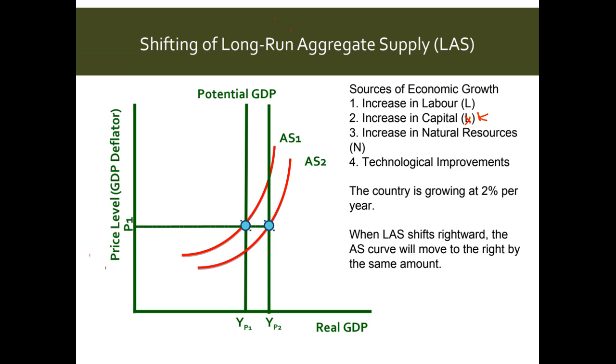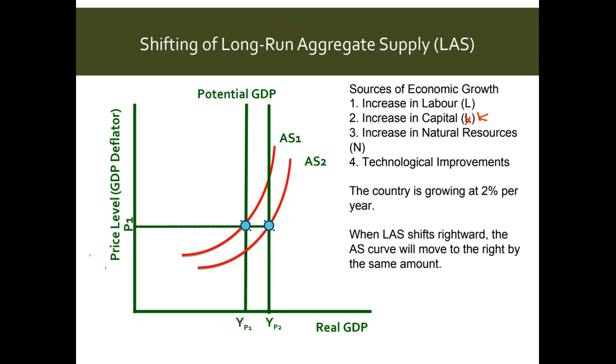And then finally, technological improvements. So maybe you have new technology that will increase the productivity of the existing workers. So there's no increase in the labor force, but the workers who are already working are now more productive. So the capacity of this country to produce goods and services will increase. So all these four factors will actually increase or shift the long run aggregate supply to the right.